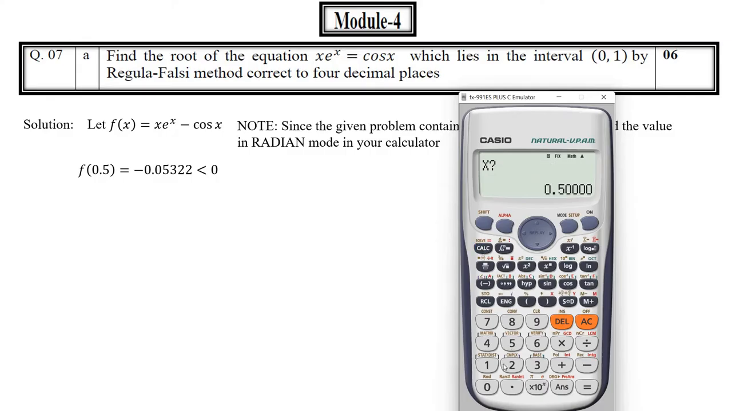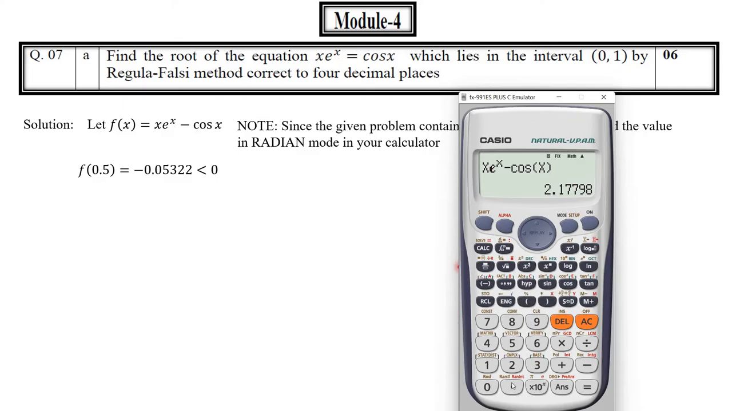Now I am going to find the value for x equal to 0. For x equal to 0 I got minus 1. I will try x equal to 1. I got the value for x equal to 1 as 2.178. So you got one negative value and another positive value. That's why the root lies between a positive and a negative value. As there is a huge difference between minus 1 and 2, I'm going with closer intervals.